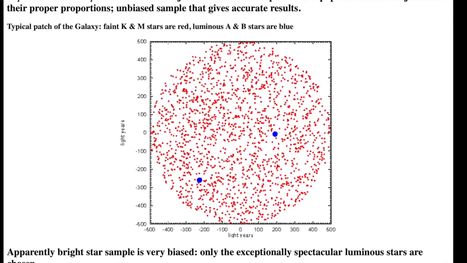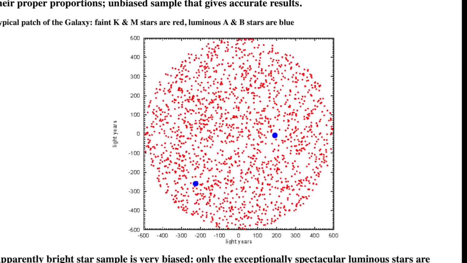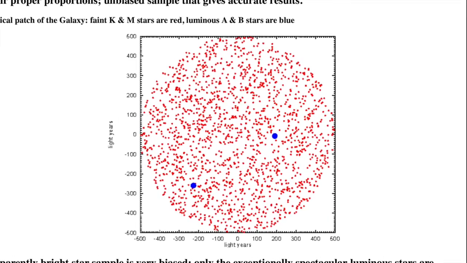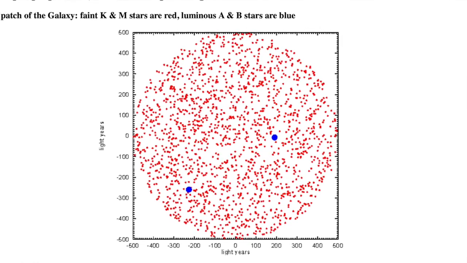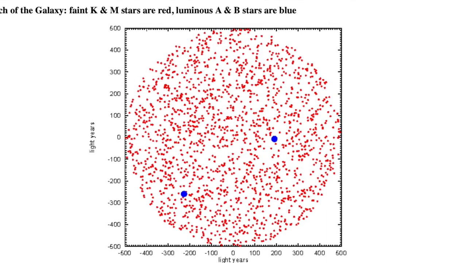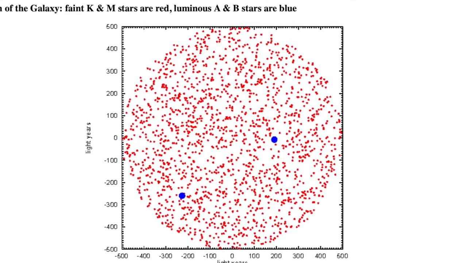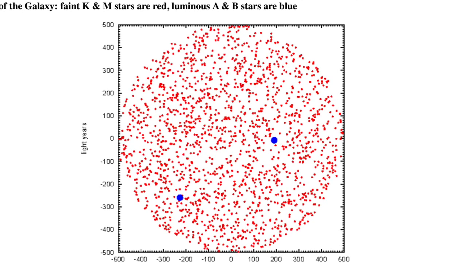In a typical patch of the galaxy, the most common star type is the M type, the small red dwarf stars. About 75% of the regular adult stars are M type. They are like grains of sand on a beach, while the A and B stars are like the few big rocks found here and there. The K and M types are all the red dots, while the A and B stars are the blue dots.